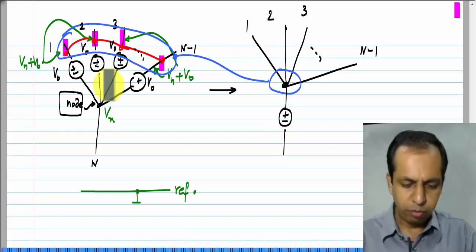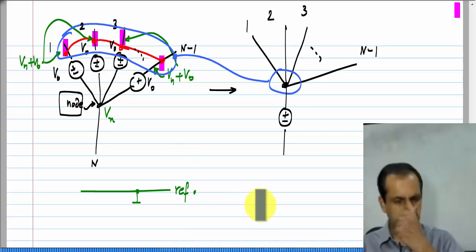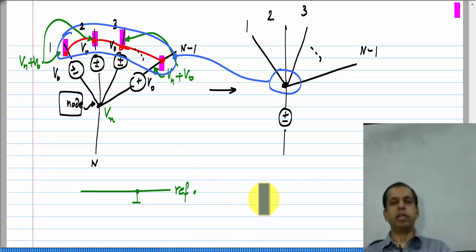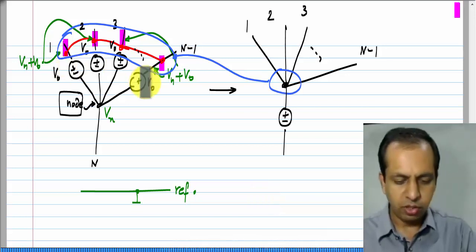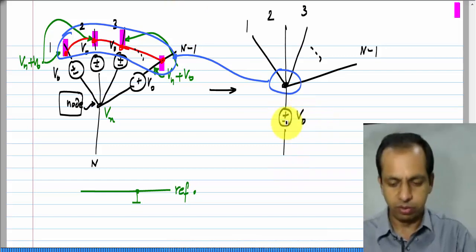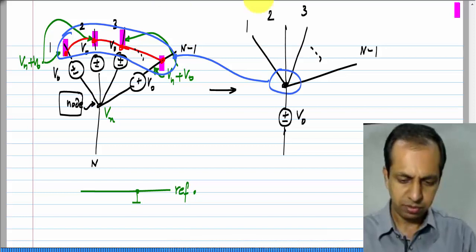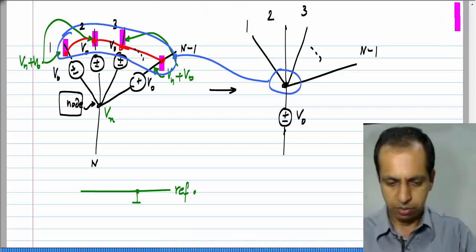What do I have? I have basically equal voltage sources in parallel. Now, we earlier said that you cannot have voltage sources in parallel unless they are of equal value. Here, from the beginning, we have defined all these voltages to be of exactly the same value. So, these voltage sources can all be connected together in parallel, and they will be equivalent to a single voltage source of value V naught. If you have multiple voltage sources which are equal in value, you connect them in parallel, the result is equivalent to a single voltage source of that value.